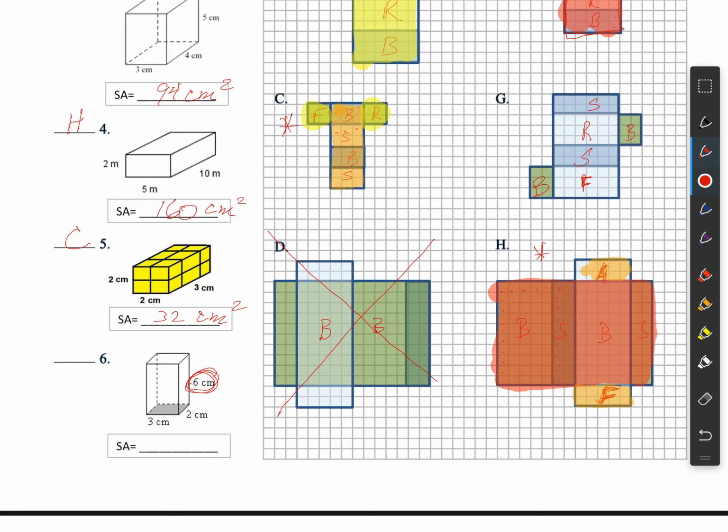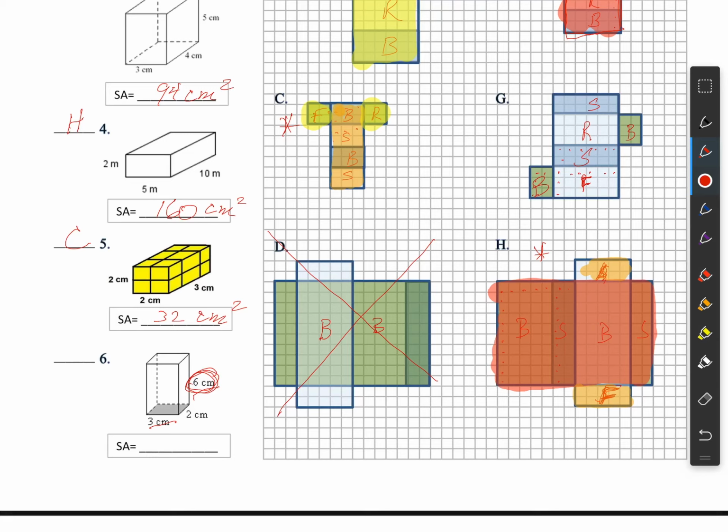Okay, so now let's check that out. Let's make sure this matches. So if I have a 3 by 2 base, and again, we've already checked that out, that means we have to have a front and rear that is 3 by 6. 3 by 6. And then finally, we have sides that are 2 by 6, 6 by 2, matches. Okay?